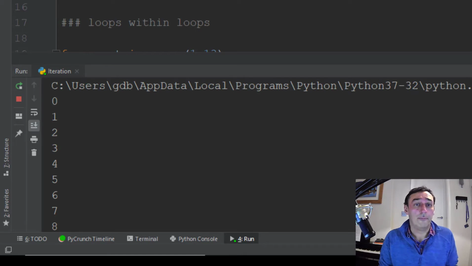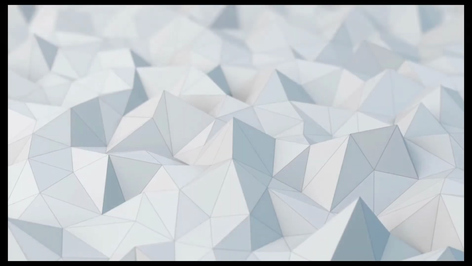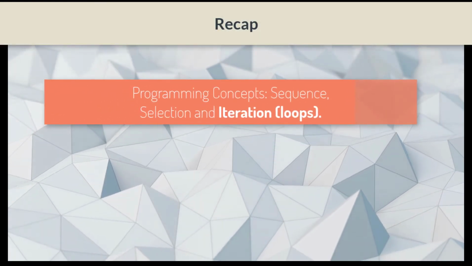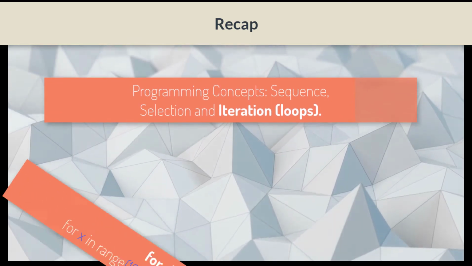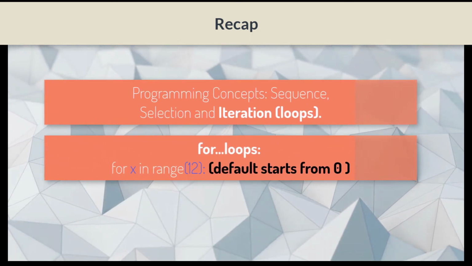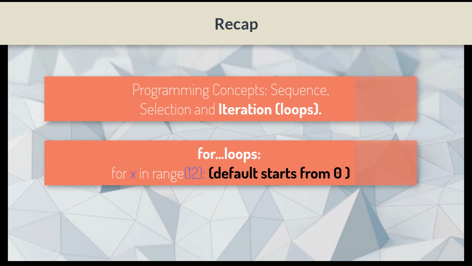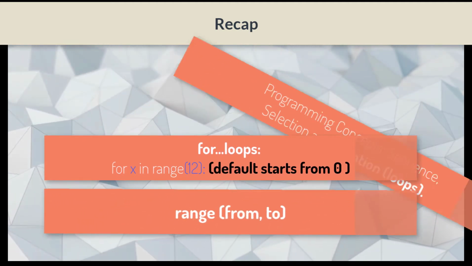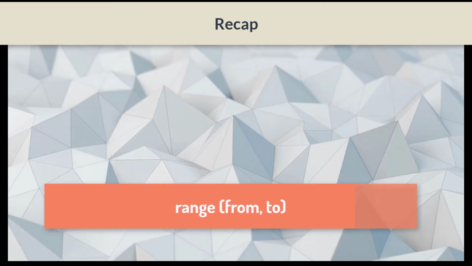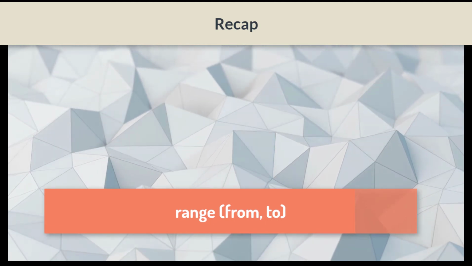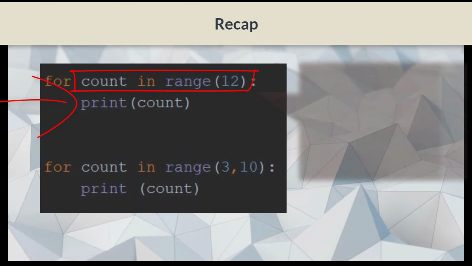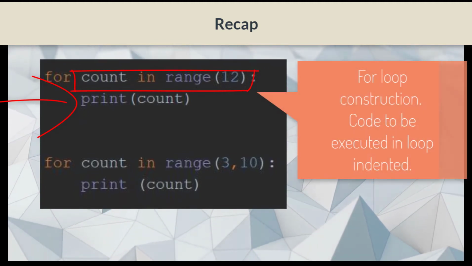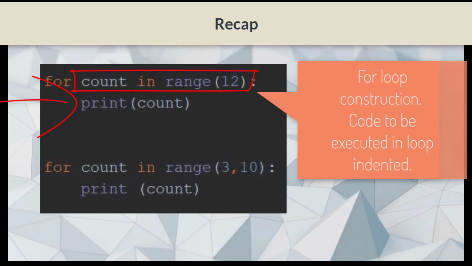So just to recap the contents of for loops. We've covered iteration, loops as part of the programming concept: sequence, selection and iteration. For loops in Python: we specify the variable name and the range that we want, with the default starting from 0, and we can also specify the from and the to range. Looking at the programming constructs, we put the programming construct first, and we always indent the next line to say this is the code to be part of the loop.